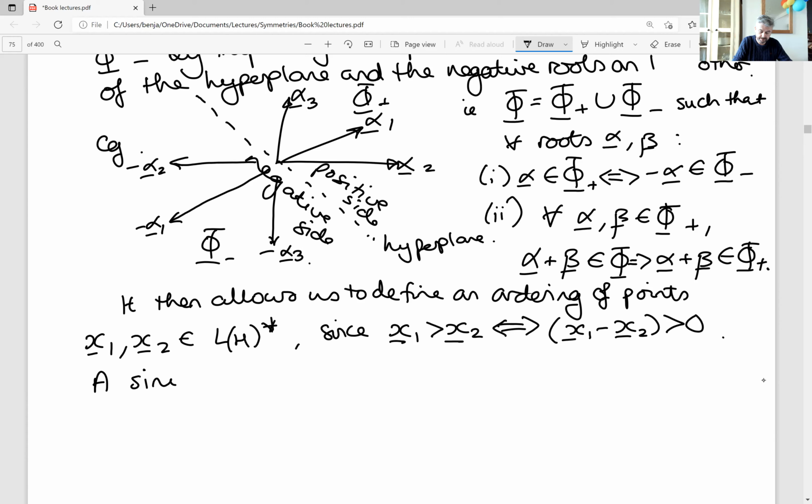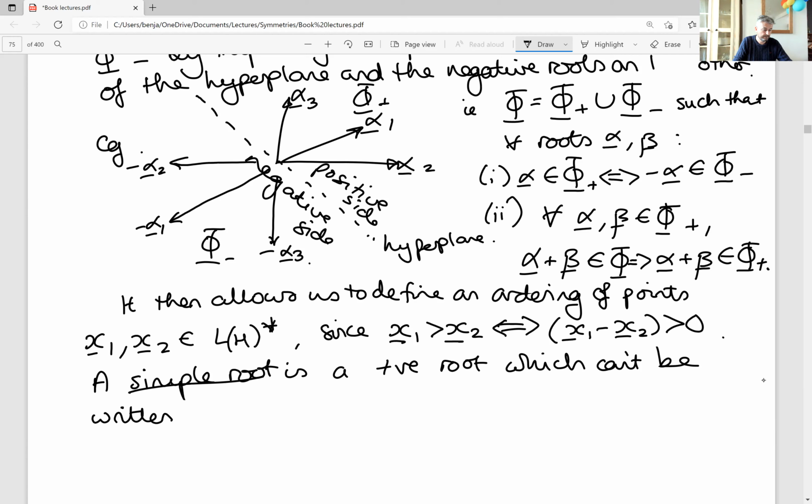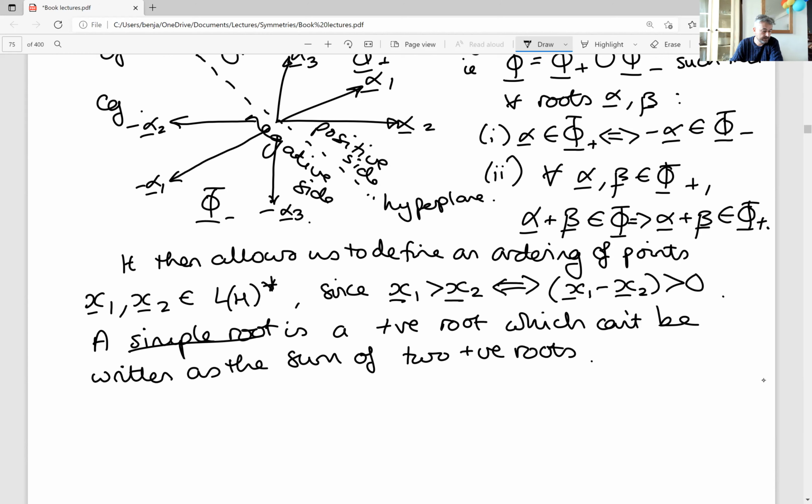So this is the definition. A simple root is, I'm going to write positive as plus v e, a positive root which can't be written as the sum of two positive roots. And the set of simple roots is denoted phi suffix s.